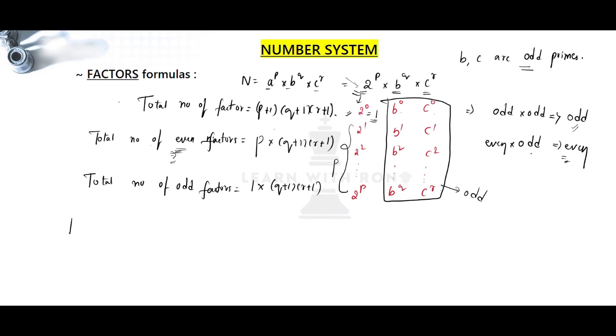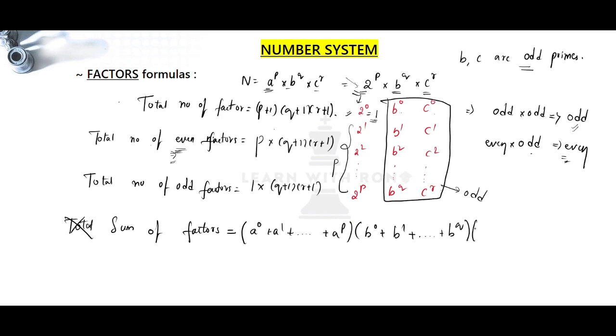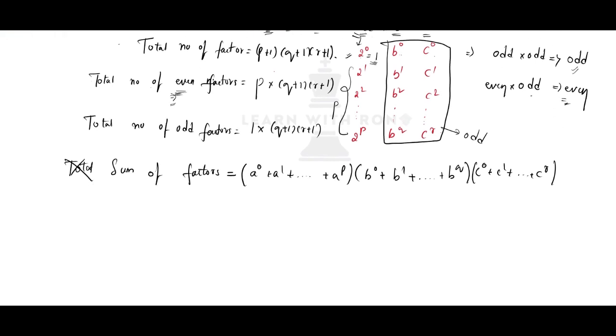If they ask for the sum of factors, how do we find the sum of factors of this number? For a to the power of p, you write the factors completely: a power of 0, a power of 1, and so on up to a to the power of p. Now write the q factors of b: b power of 0, b to the power of 1, and so on up to b to the power of q. Similarly, the r factors of c: c power of 0, c power of 1, and so on up to c power of r. I'll scroll a bit.